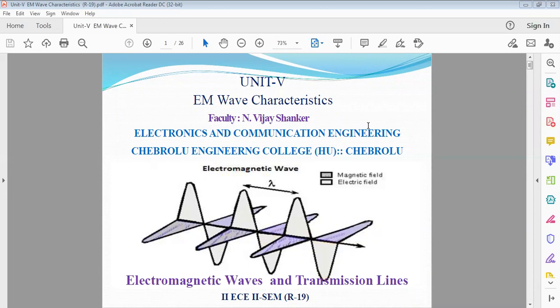Today, we are going to discuss the uniform plane wave in perfect dielectric, practical dielectric, and good conductor lossy dielectric. In yesterday's class, we completed the lossless dielectric, uniform plane wave in lossless dielectric. Now you can see the lossy dielectric, uniform plane wave in lossy dielectric.